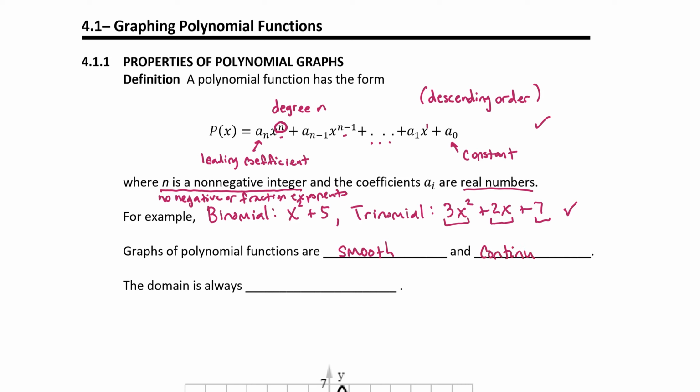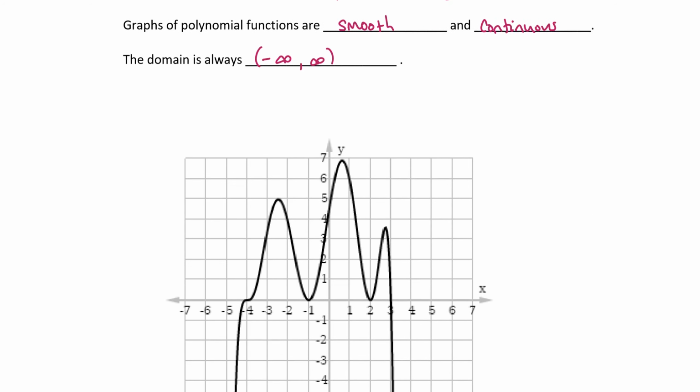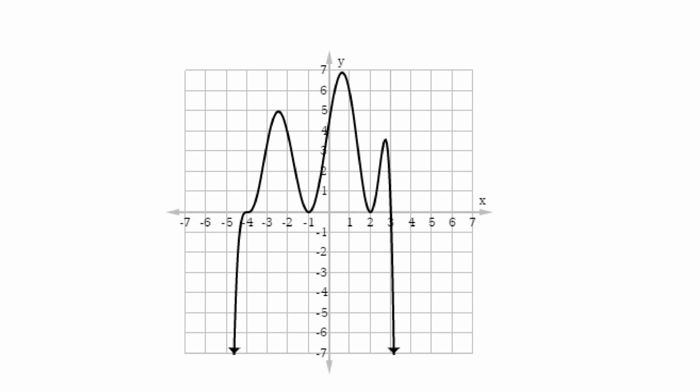and continuous. Smooth means that there's no sharp turns, and continuous means I could trace the entire graph without ever picking up my pencil. There's no breaks, there's no jumps, there's no sharp turns. Again, they're pretty user-friendly. For a polynomial, the domain is always negative infinity to infinity. So here's an example of a polynomial graph. Again, if I trace the entire graph with my pencil, I would never have to pick my pencil up. It's nice and smooth. So this is basically what the graph of a polynomial looks like.